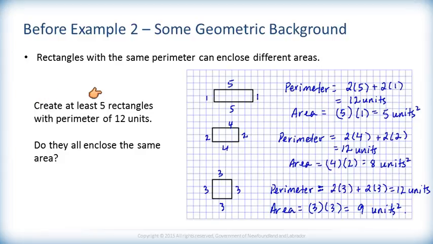Quickly before we do example 2, rectangles with the same perimeter can have different areas enclosed. For example, I've got 3 rectangles, all of perimeter 12 units. Adding up the sides you get 12 units. But the area is different for each one. 5 times 1 only gives us 5 square units here. 4 times 2 is 8. 3 times 3 is 9. I've done 3 rectangles. The directions here say 5. You do the other 2.